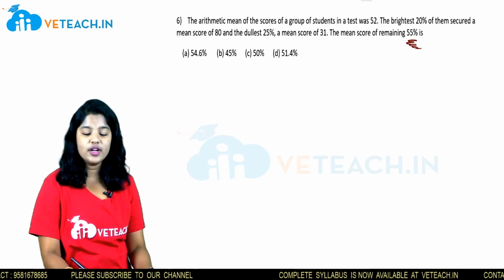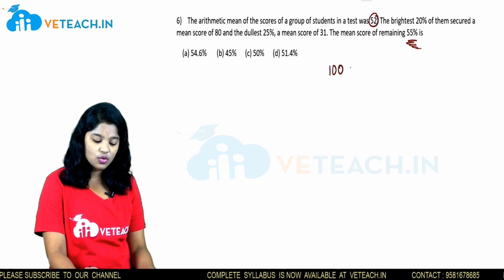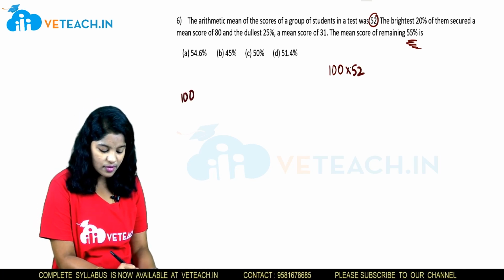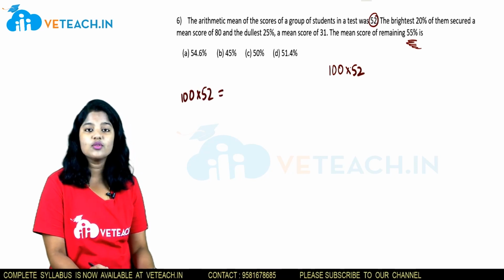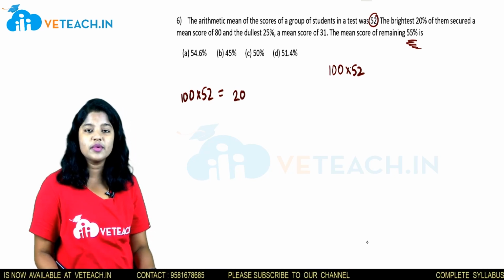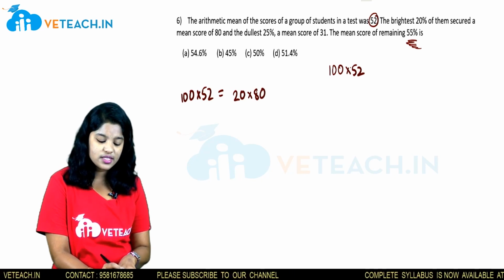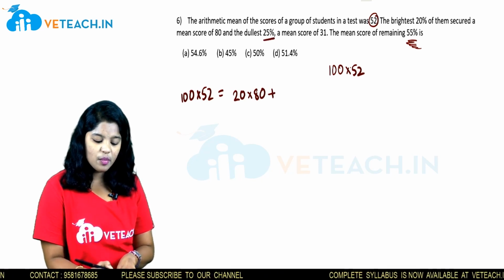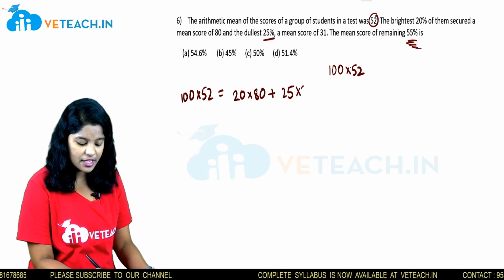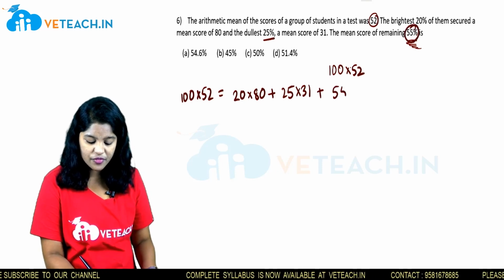So first let the number of students be 100. So out of the total 100 students, the mean score is 52. The total sum of scores of all the students is 100 into 52. This should be equal to the sum of scores of individual students. So the brightest 20%, that means out of 100, 20 students have scored a mean of 80 marks. So the score of 20 students is 20 into 80, plus 25% are dullest, so 25 students are dullest. The dullest scored a mean score of 31, so all the 25 students scored 25 into 31 marks, plus the remaining 55%, that is 55 students scored.